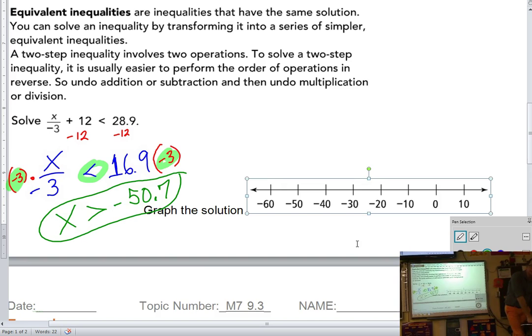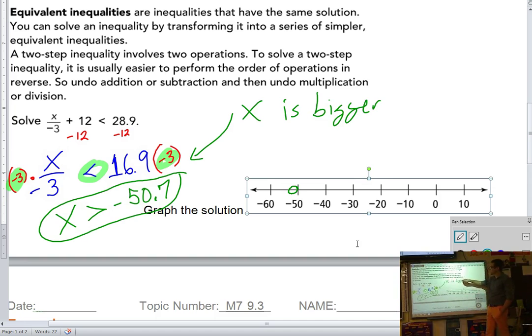Let's verify with it. You want to ask one of your classmates? Okay, so wouldn't it be open because the x is not a known number? So this is saying x is bigger, or greater, than negative 50.7. But could x be negative 50.7? No. So this stays open, Justin.